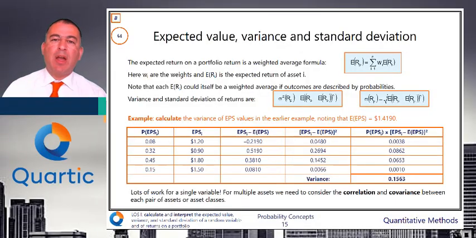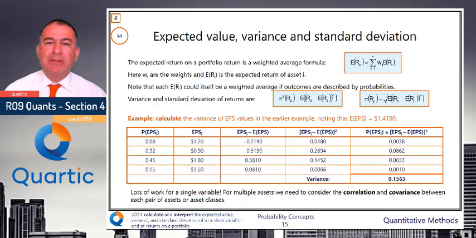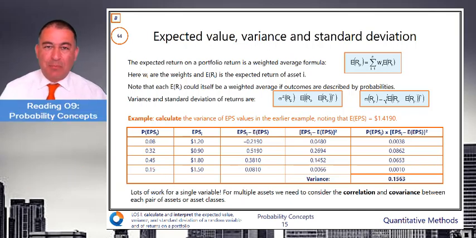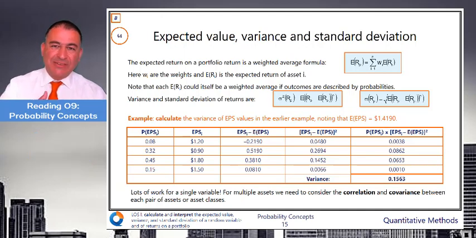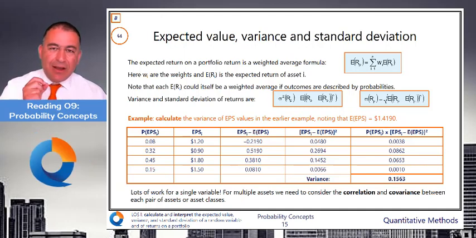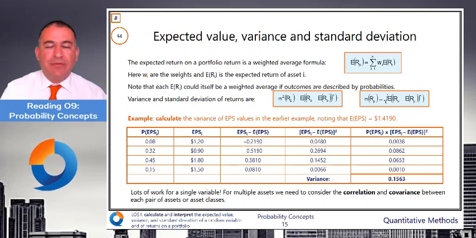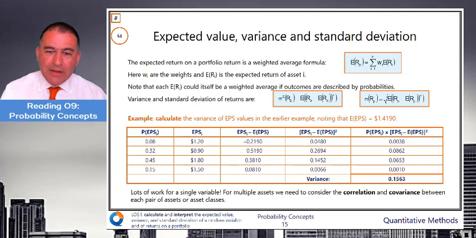Section 4, we now come on to expected value, variance, and standard deviation. Now, we've seen all this before when we did the previous few readings, and the expected value is just our weighted average. We said the weighted average, if we're looking at historic portfolio data, the calculation is the same as the expected value if we're looking to the future when we have a probability distribution.